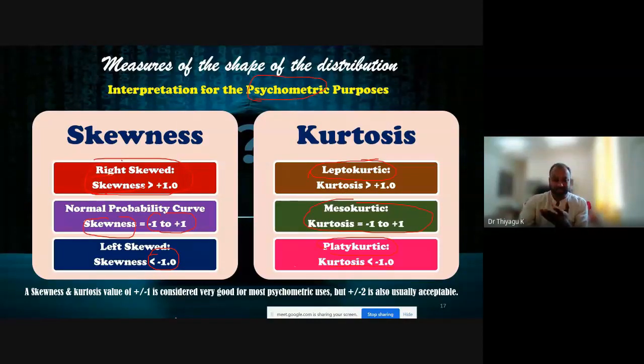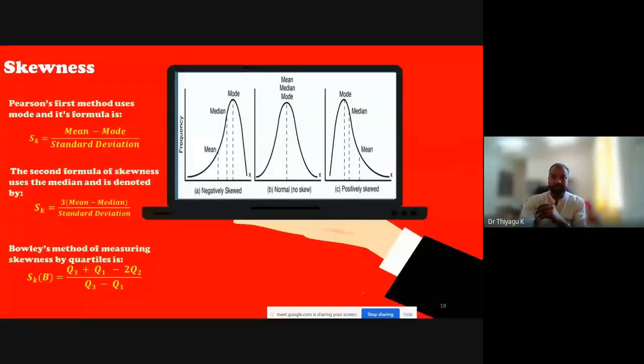Some book authors highlight that plus or minus two is also acceptable while checking normality. Only a few people do this, so it is better to keep to the earlier range only. Even so, some of the authors highlight that you can go up to plus or minus two as the acceptance region for the normal probability curve.